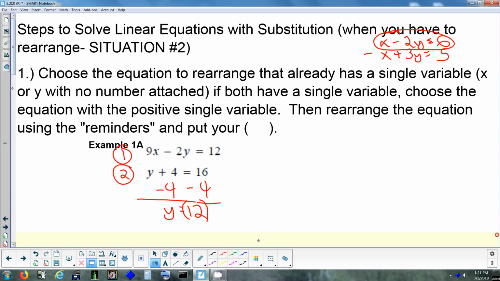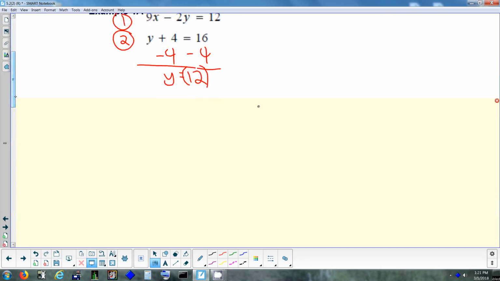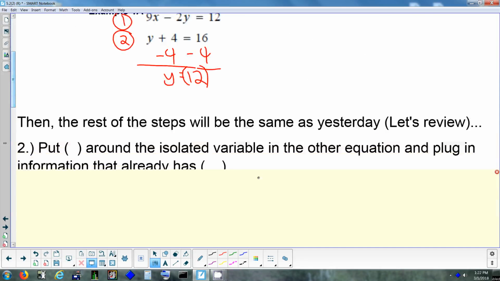All right. Now, guess what? All the steps after this are exactly the same as what we did on Tuesday. So once I get to this point, I get the variable isolated by itself on the left-hand side. Think back to Tuesday. What do I do now? Tell me, Savannah. You're going to put 12 in for y. Yeah, I'm going to plug it in for the variable I just solved for. I'm going to plug it into that variable in the other equation. All right, so like I said, the rest of the steps will be the same.